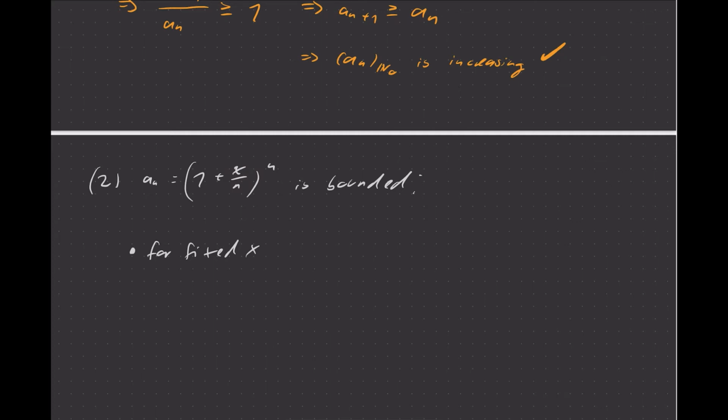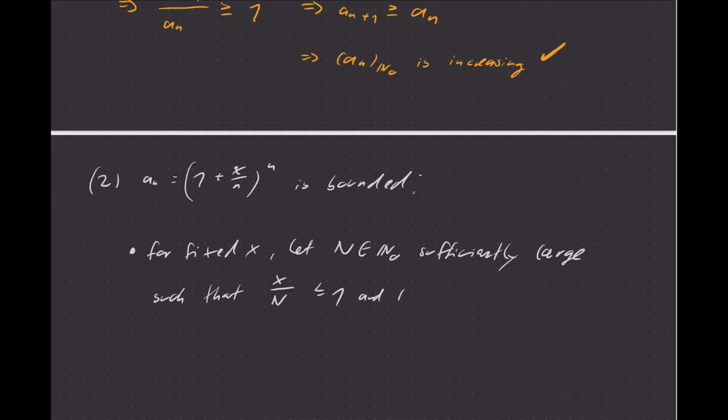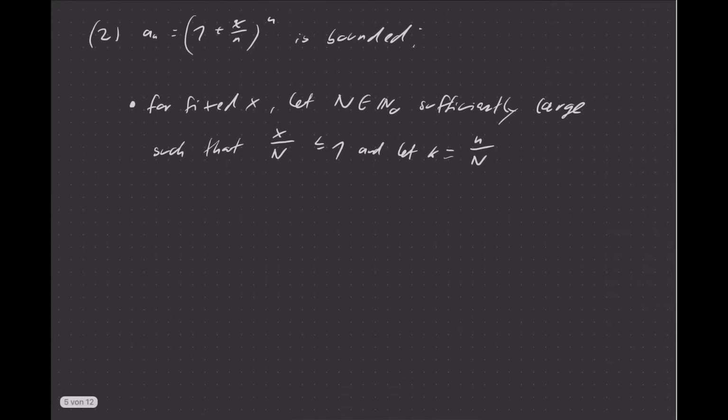So for fixed x, let capital N be an index in the natural numbers, sufficiently large such that x divided by capital N is less or equal to 1. And let's say k, we define k as n over capital N. Then we can write a_n as a to the power k times capital N.